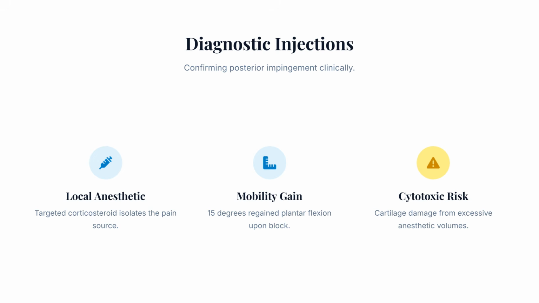Diagnostic injections. By injecting a targeted local anesthetic, such as a small amount of celestone, we can instantly isolate the source of the pain. If the impingement is the issue, you will typically see the dancer regain about 15 degrees of plantar flexion once the block takes effect. However, we must use these sparingly, as local anesthetics and steroids are cytotoxic and can damage cartilage in large volumes.